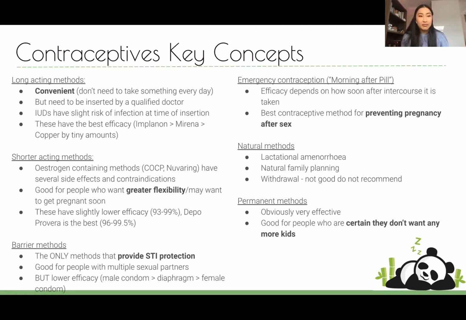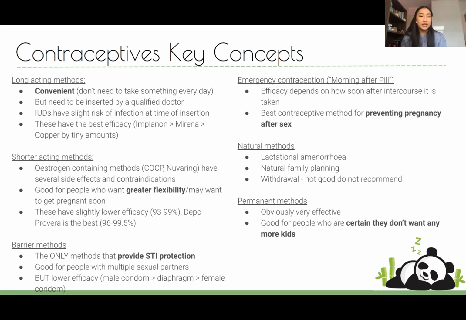So long-acting methods. The biggest pro is that they are very convenient. You set it and forget it. They last like 5 to 10 years or 3 to 10 years, depending on the type. And it's very easy. It's very convenient. If the stem says something about like a woman's been on the pill, but she's very forgetful, you'd put them on a long-acting method. The downside is that they need to be inserted by a qualified doctor, and there is a slight risk of infection at the time of insertion.